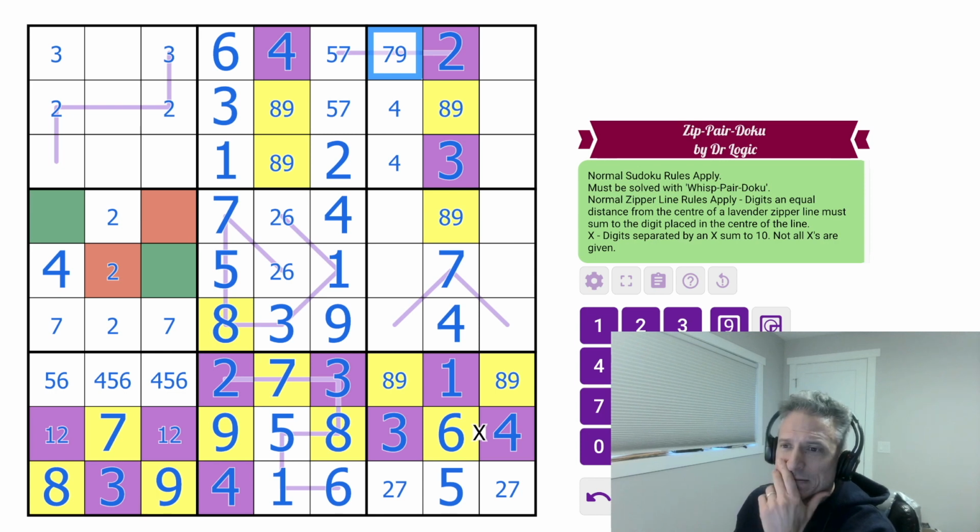And 8 is allowed to go next to 3 on German whispers, so that doesn't help us. This can't be 8. This is 8. This would have to be 1, or this would have to be 1. Either of those. Oh, wait, wait, wait. We have an 8, 9 pair here.